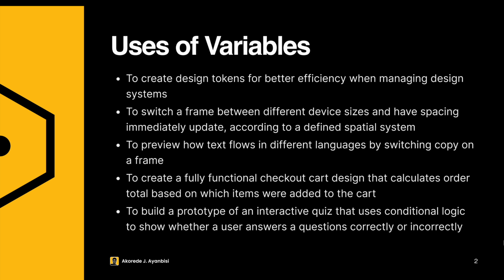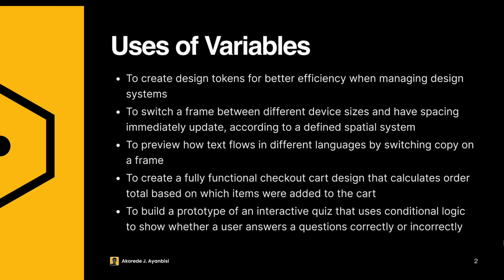The third one is to preview how text flows in different languages by switching copies on a frame. So with this particular one, you can easily do language translation. When you switch a frame, it changes from English to Arabic to French, depending on the strings in which you set those languages or translations in the variables. We're also going to be looking at that.